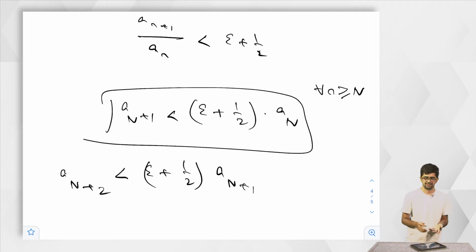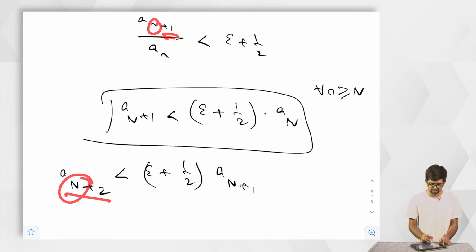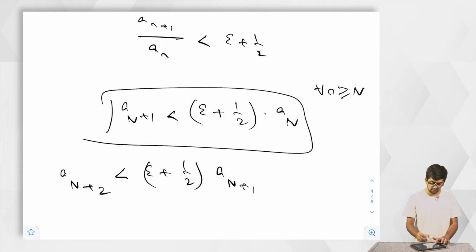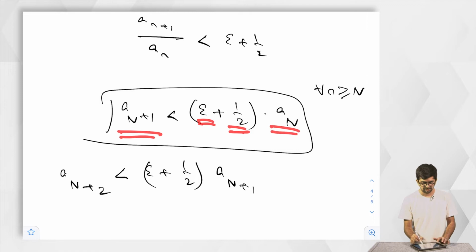Right? This is straightforward. I am replacing n with n plus 1. So n plus 1 plus 1 is n plus 2. This is going here, that is what I am writing here. But we already know some estimate for a_{n+1}. What is this? (Epsilon plus 1/2) times a_n.